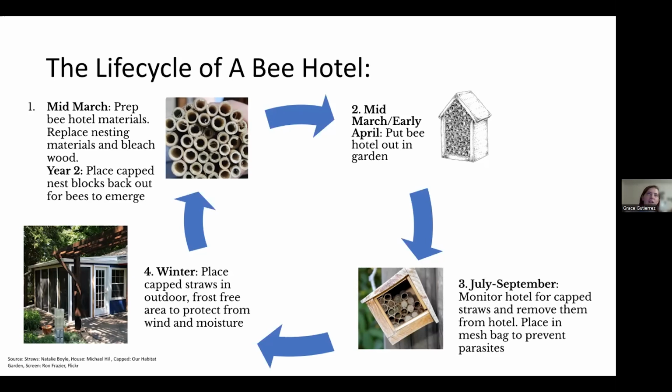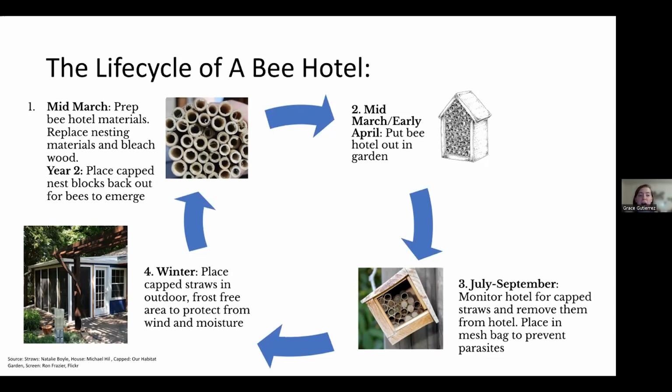Obviously, no area is completely safe from predators, but keeping them outside, you might get a desperate squirrel or a desperate bird that might not have bothered your bee hotel in the spring or summer when food was abundant, but now maybe it's looking pretty good. But yeah, and then the cycle repeats.